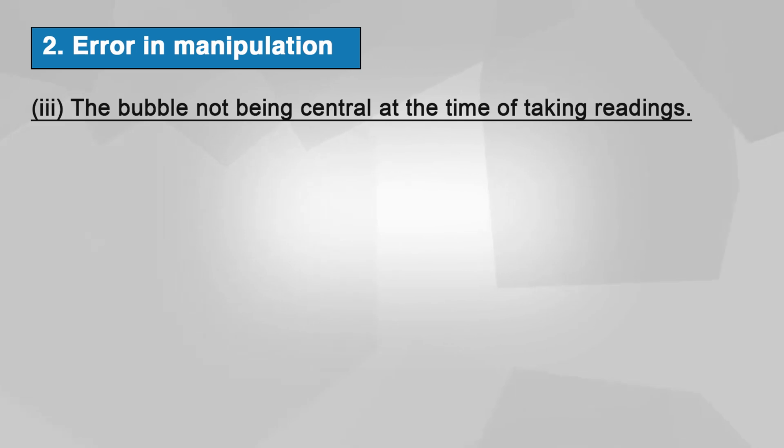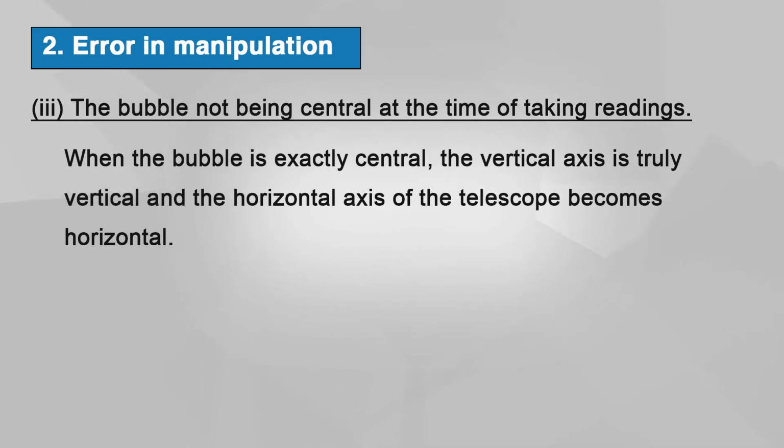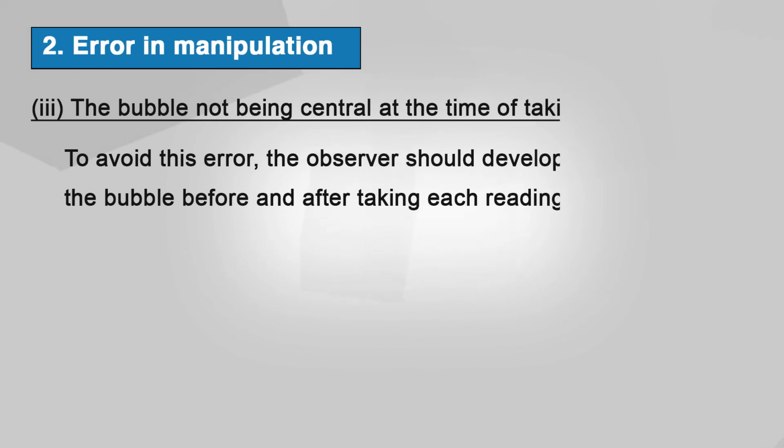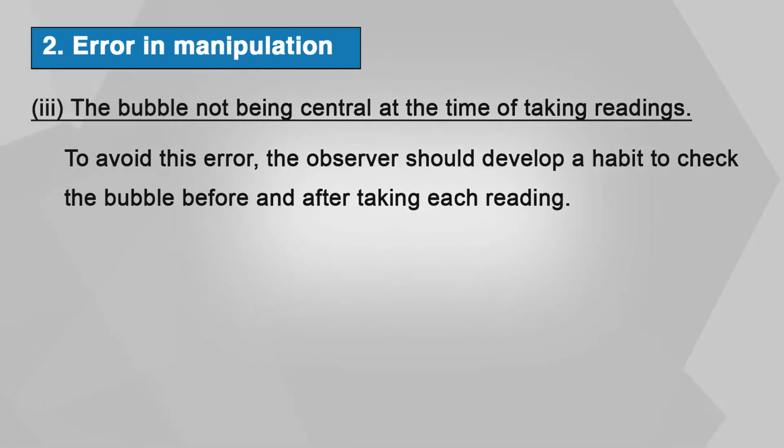Next is the bubble not being central at the time of taking readings. When the bubble is exactly central, the vertical axis is truly vertical and the horizontal axis of the telescope becomes horizontal. If the bubble is not central, the horizontal axis of the telescope gets inclined, which affects the staff reading. The error is more for long sights and less for short sights. To avoid this error, the observer should develop a habit to check the bubble before and after taking readings.